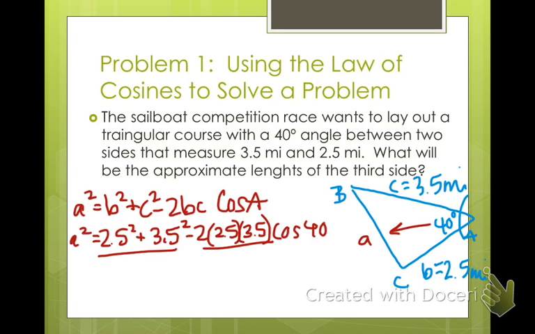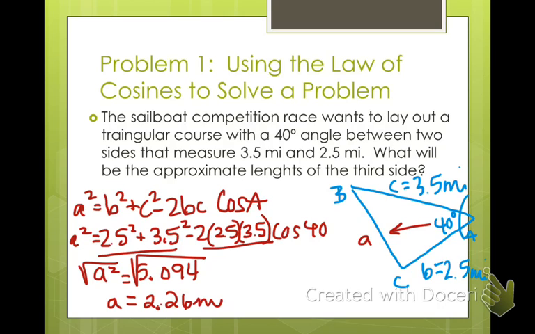So you should get a squared equals 5.094. We put that into the calculator. Now to find a, what do we have to do? Because we want just the side, not the side squared. So we take the square root. So a is 2.26. That's a terrible decimal. And it's in miles. So in order to create that 40-degree angle with those lengths of sides, our third side would have to be 2.26 miles.